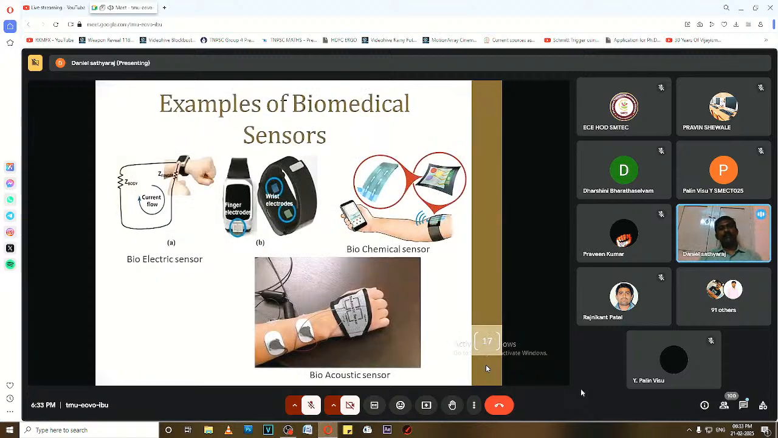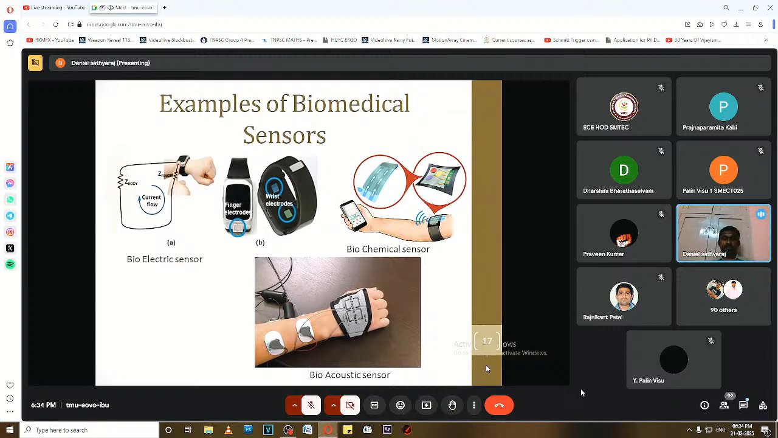I have also given a few examples of biomedical sensors, some pictorial representations. Some bioelectric sensors are wearable ones. Finger electrodes are there, and wrist electrodes are there. If you want to measure the heart rate, we are able to measure using that. And it can be transmitted to the required person, or we can check how much it is. It is based on electric signals only. It is a bioelectric type of sensor. It uses a minimal amount of current to flow, and with that we can sense those things.